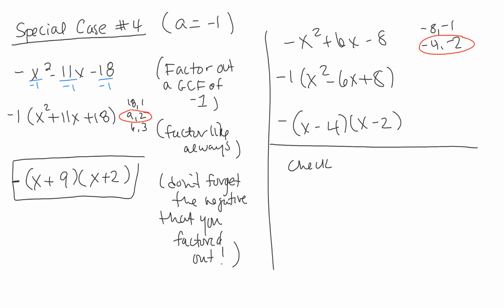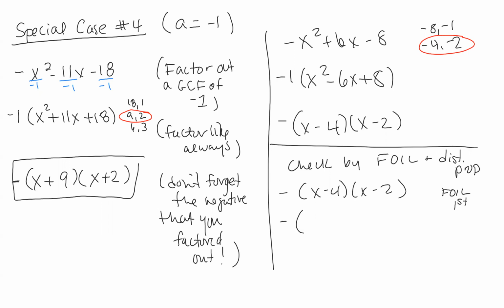So we could check by FOIL and distributive property. So I've got -(x - 4)(x - 2). I'm going to FOIL first. So I'm going to keep that negative outside the set of parentheses. x times x is x squared. x times -2 is -2x. -4 times x is -4x. -4 times -2 is 8.